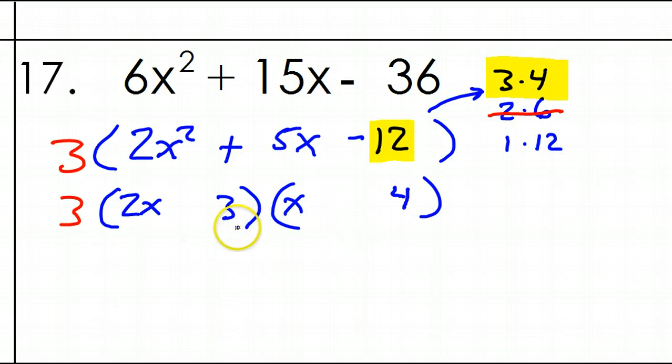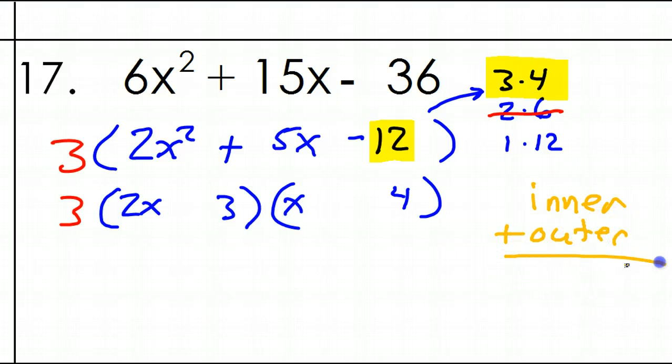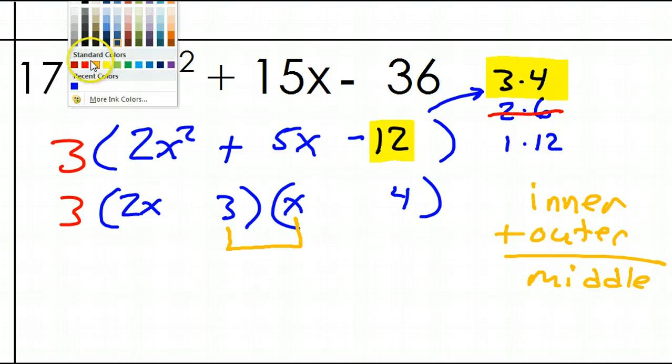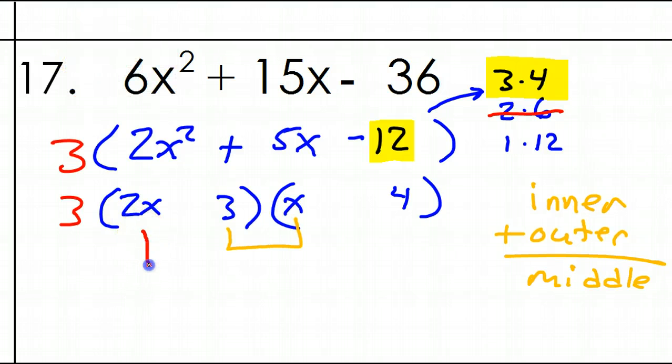Okay. Now, here's the key. In orange, inner plus outer must equal the middle. Okay? So when I say inner, I'm talking about these. When I say outer, I'm talking about these. Okay?